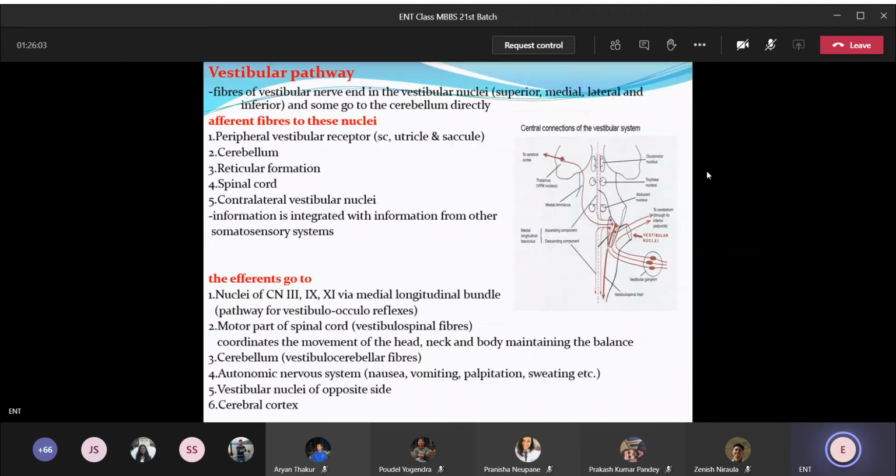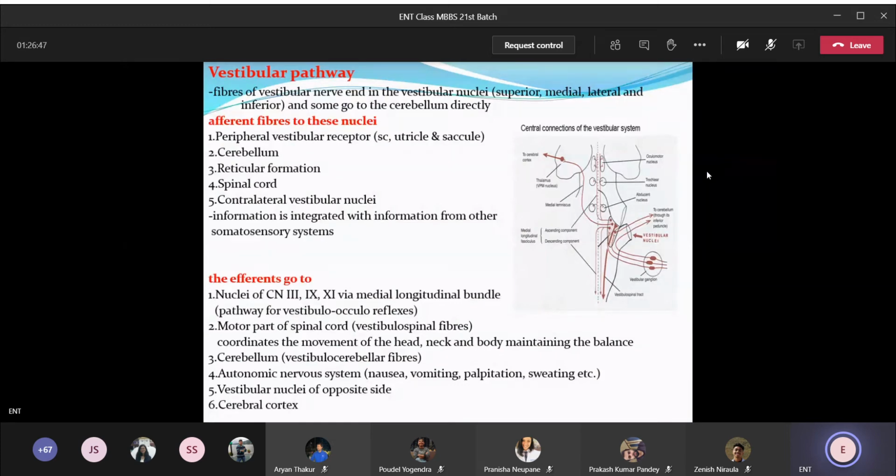Now, the vestibular pathway: the fibers of the vestibular nerve finally end in the vestibular nuclei. There are 4 vestibular nuclei: superior, medial, lateral and inferior, and some go to the cerebellum directly. The afferent fibers to these nuclei come from peripheral vestibular receptors like the semicircular canal, utricle and saccule, from the cerebellum, from the reticular formation, spinal cord, from contralateral vestibular nuclei, and the information is integrated with information from other somatosensory systems.